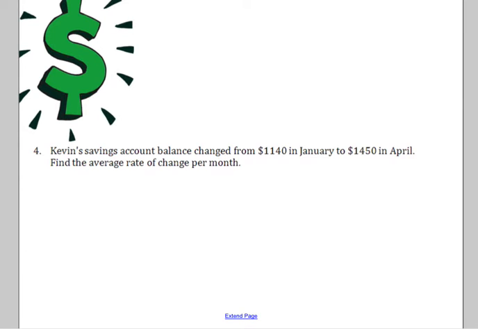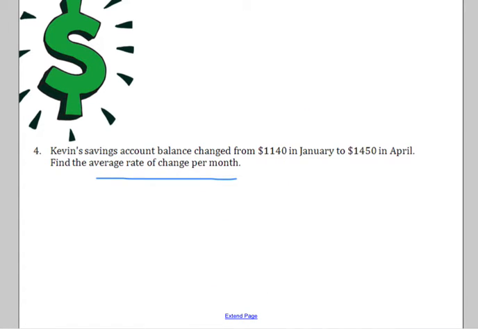All right, so we have a question about money. Kevin's savings account balance changed from $1,140 in January to $1,450 in April. Find the average rate of change per month. Once again, average rate of change is just finding the slope. January is the first month, so really I have this ordered pair: in my first month, it was $1,140. April is your fourth month.